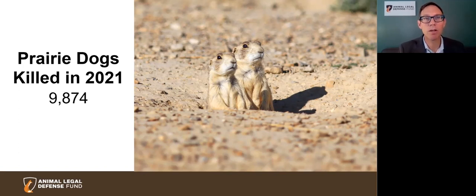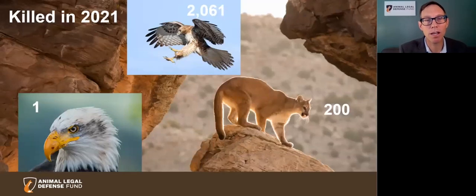So next, we're going to talk about cougars, eagles, and red-tailed hawks. You can see here 200 cougars or mountain lions were killed last year, over 2,000 red-tailed hawks, and 1 bald eagle, our nation's bird.